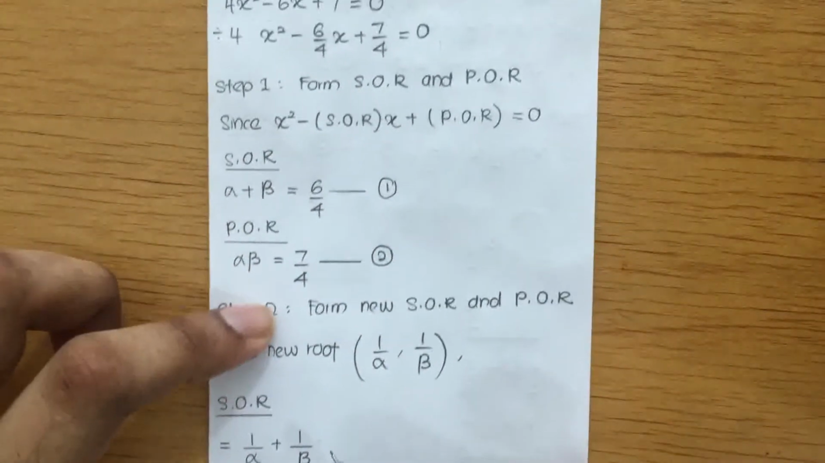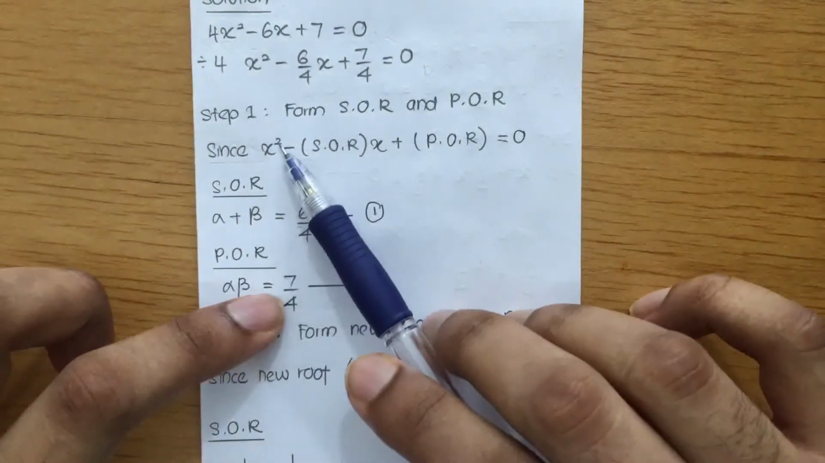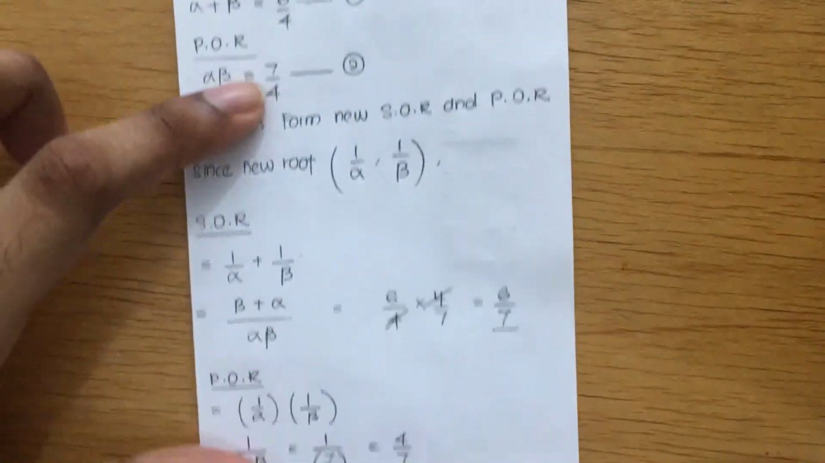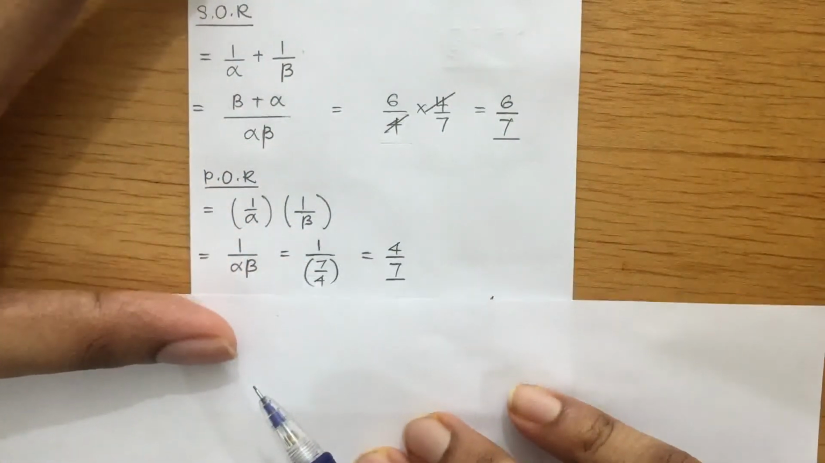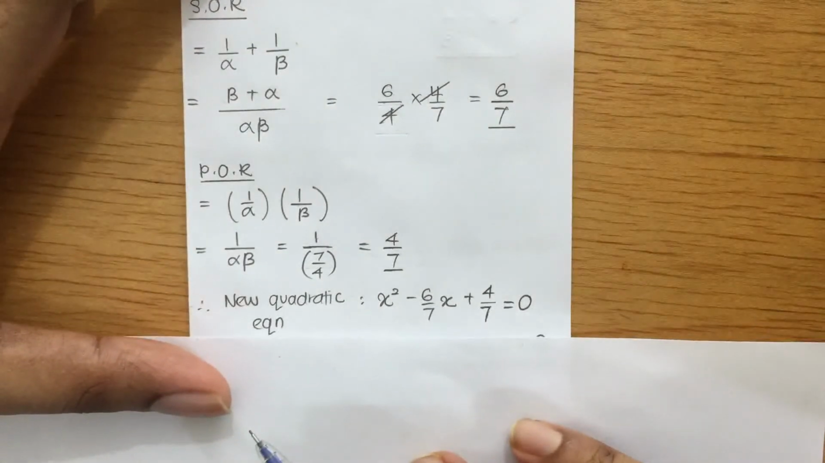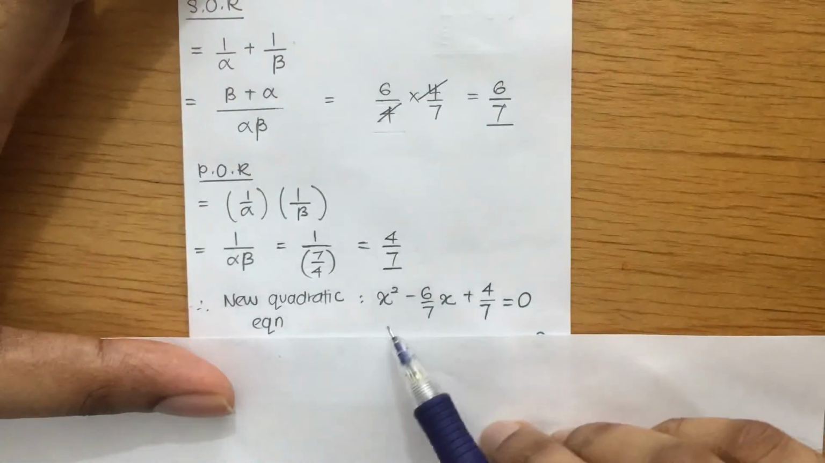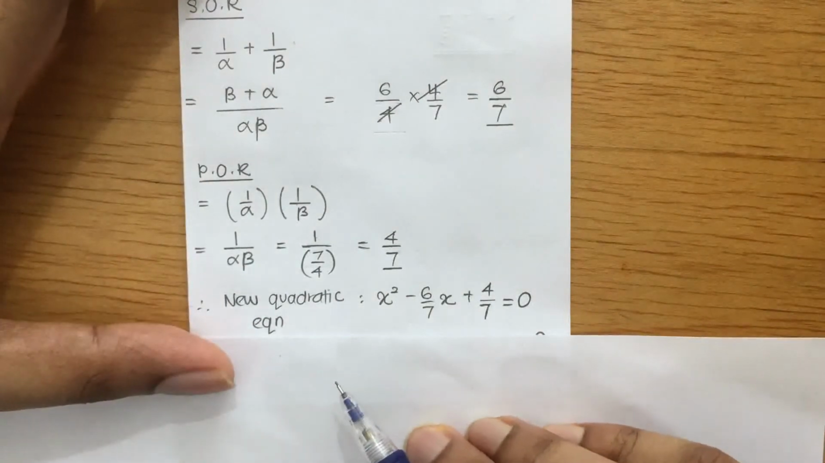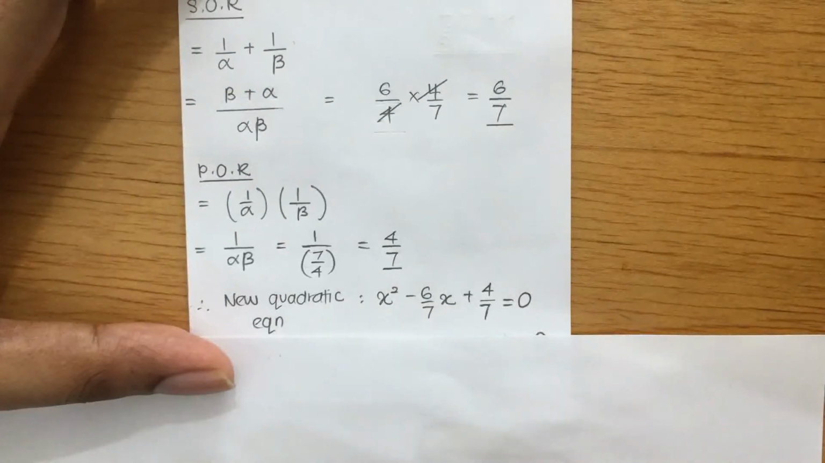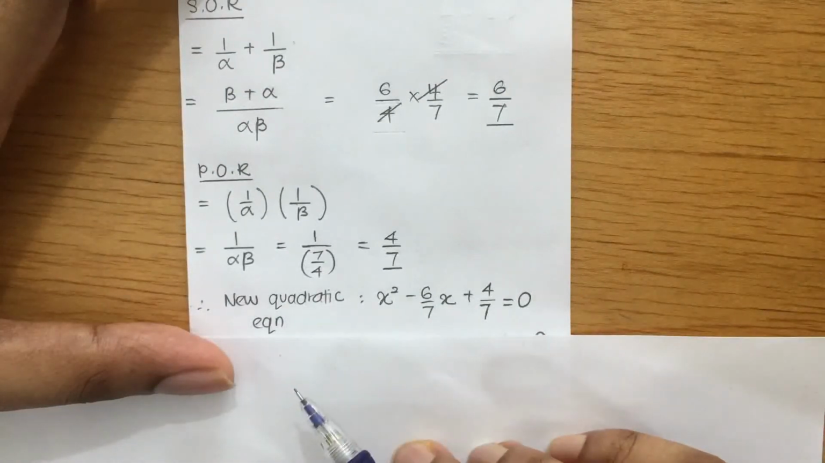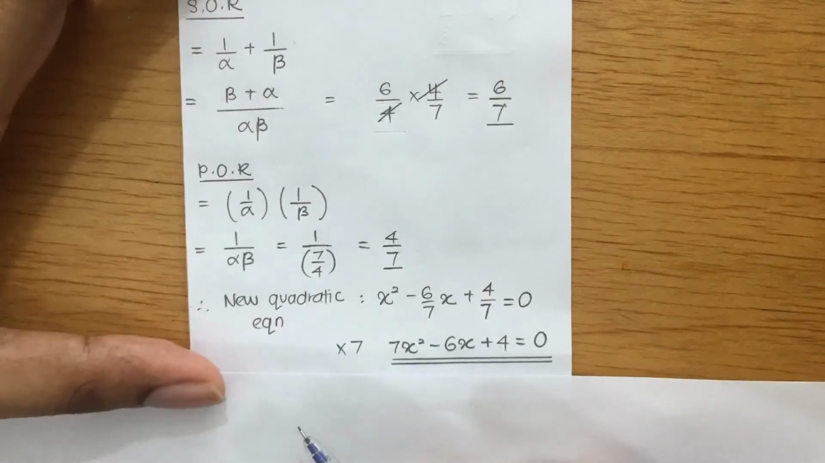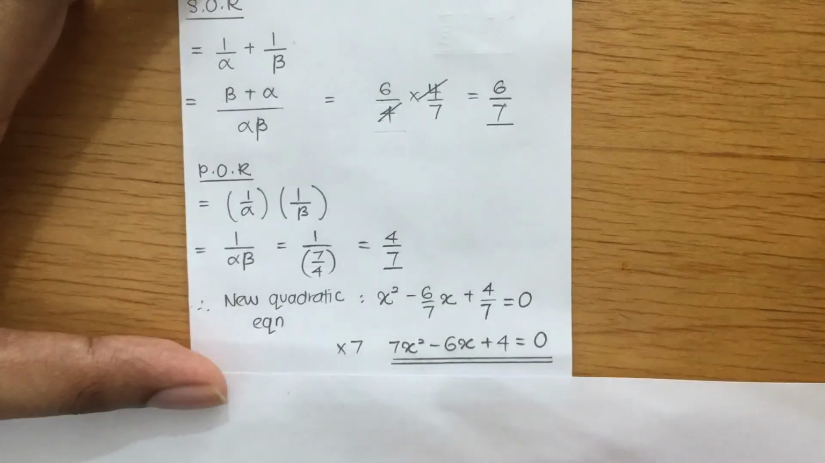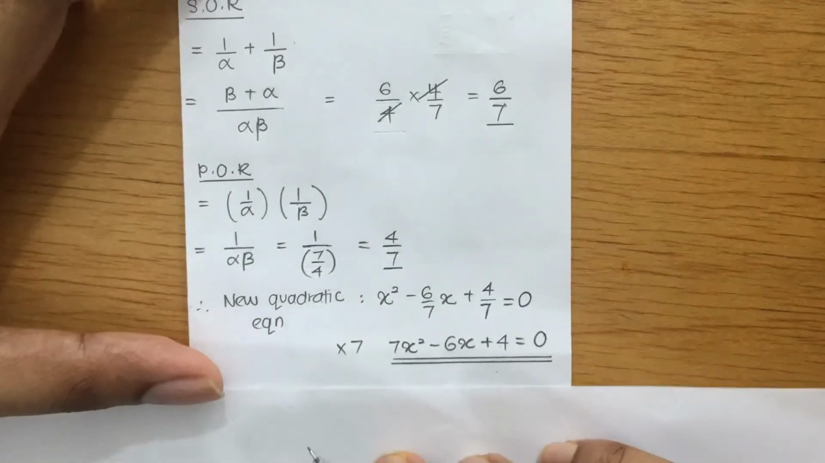Since we mentioned that the general form we can express is x squared minus SOR x plus POR equals to 0, in our final working we can express your new quadratic equation as x squared minus 6 over 7x plus 4 over 7 equals to 0. To make this quadratic equation look nicer, you multiply the whole equation by 7. So from here you get your quadratic equation 7x squared minus 6x plus 4 equals to 0. So this will be your final answer.